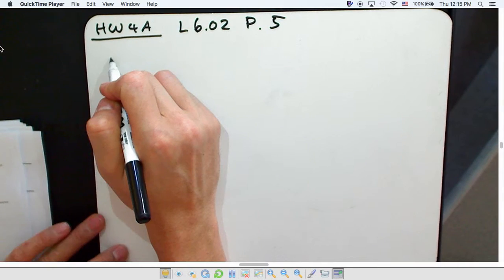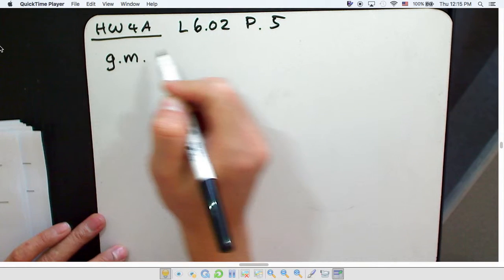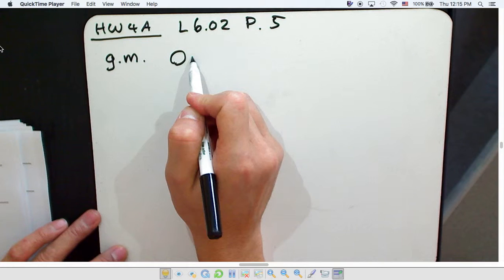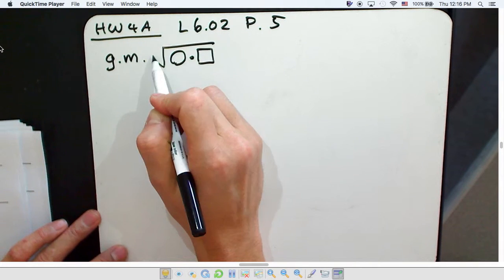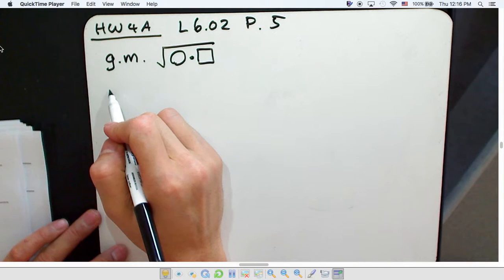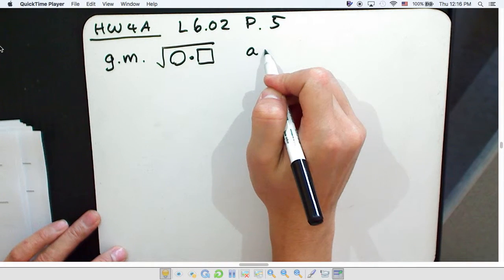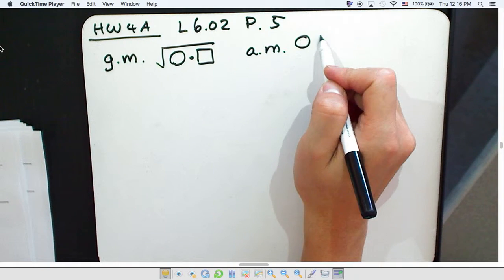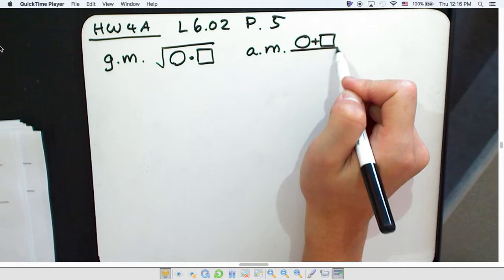So geometric mean is, you take 2 numbers, right? Let's say you have 2 numbers. You multiply them and take a square root. That's the geometric mean. While arithmetic mean is the one that you know, which is if you have 2 numbers, you add them and then divide by 2.